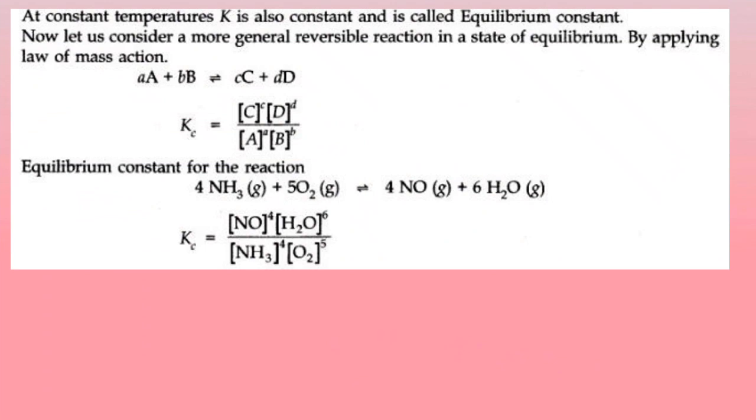And if we take an example, 4NH3 gas plus 5O2 gas gives 4 molecules of nitric oxide NO gas plus 6 H2O gas, and we can write the equilibrium constant Kc equal to the molar concentration of NO to the power 4 into the molar concentration of water to the power 6, upon the molar concentration of ammonia NH3 to the power 4 into the molar concentration of oxygen to the power 5. And in this way we can write the equilibrium constant for the reactions.